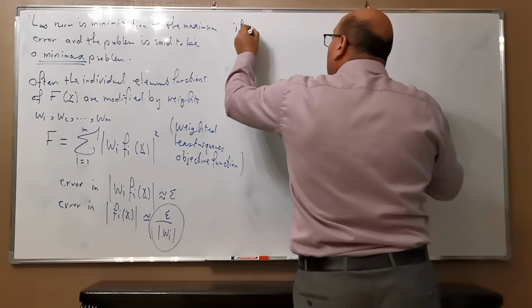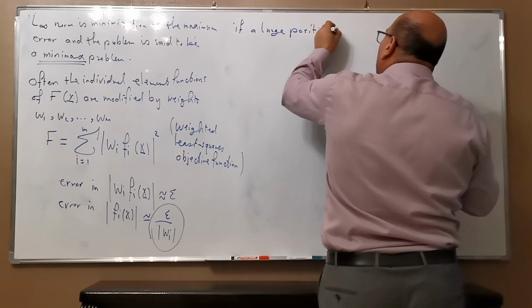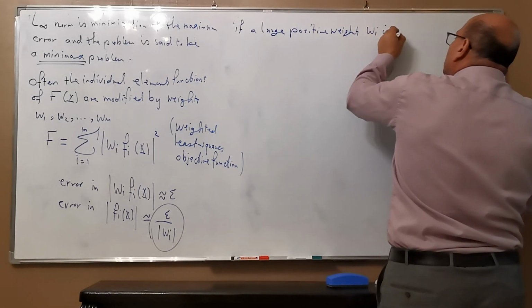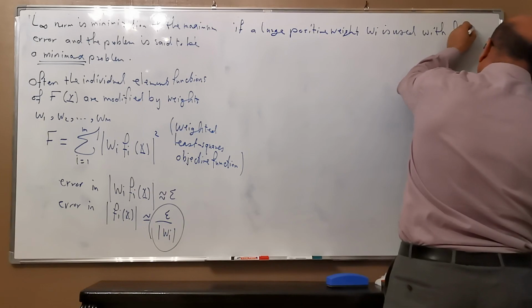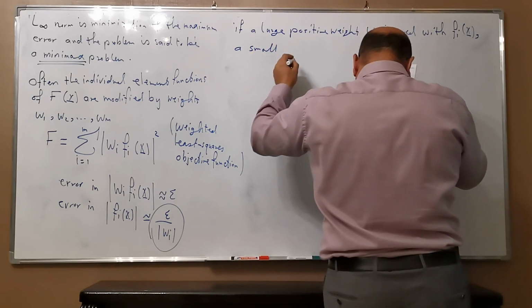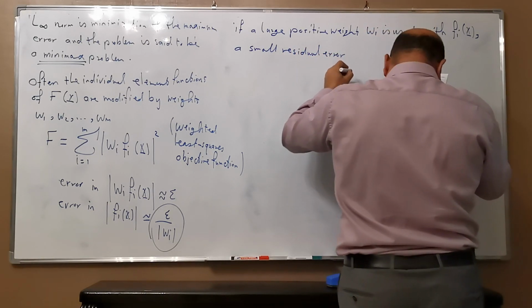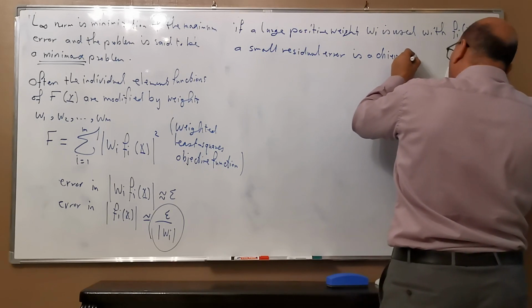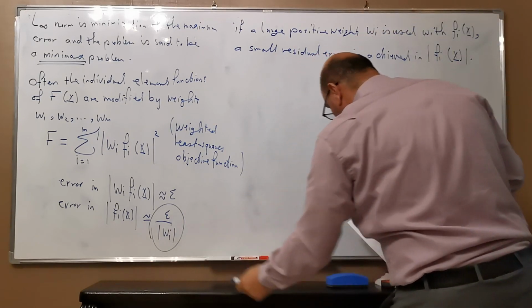So let me write this down. If a large positive weight wi is used with fi of x, this means that a small residual error is achieved in fi of x, as seen here in this equation.